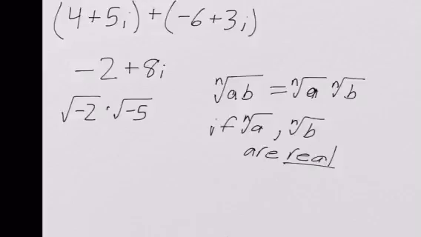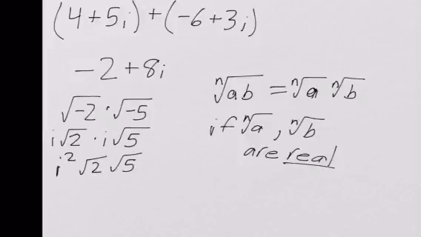So the first thing we need to do is take an i out. So we get i times the square root of 2 times i times the square root of 5. A nice thing with complex numbers is we still have the commutativity that we have with regular multiplication. So we get i squared times the square root of 2 times the square root of 5. The square root of 2 times the square root of 5 is the square root of 10.